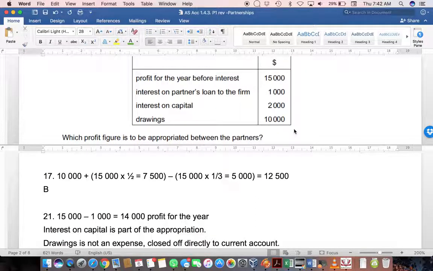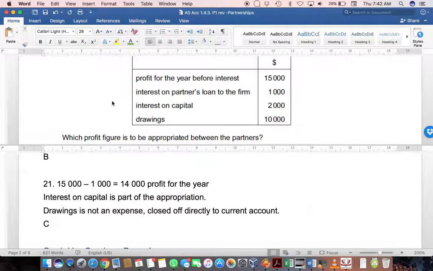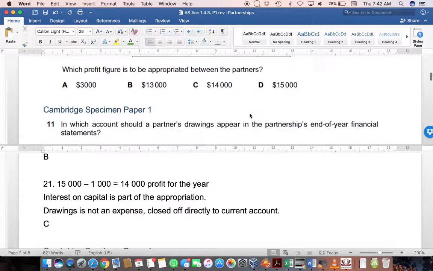Let's see what is asked. Which profit figure is to be appropriated between the partners? So, over here, as I discussed, the appropriation is going to happen at this point here. In other words, you're looking for the profit for the year. So you'll take the 15,000 minus 1,000 to get that 14,000 dollars as your answer. And therefore, C is what you would choose.